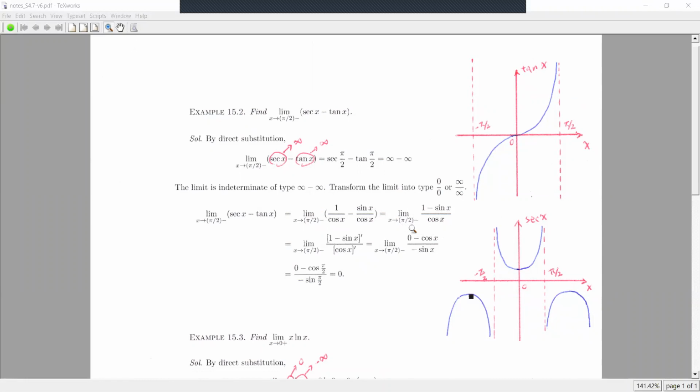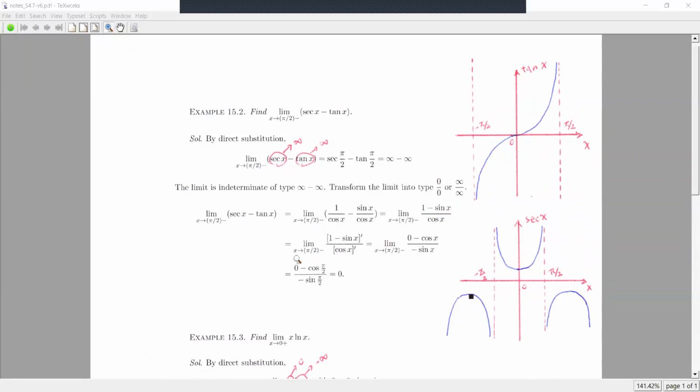Plug in pi over 2 in the x here, cosine of pi over 2 is 0. Then we get 0 over 0. So this is a difficult limit, but the type is 0 over 0. We can apply L'Hopital's rule to this limit.